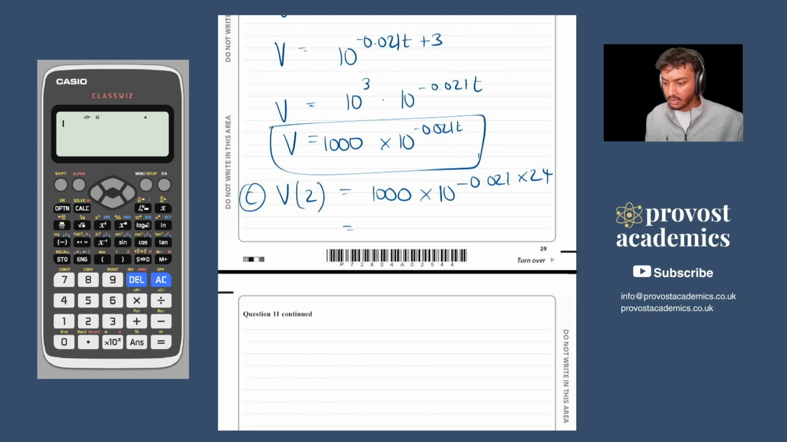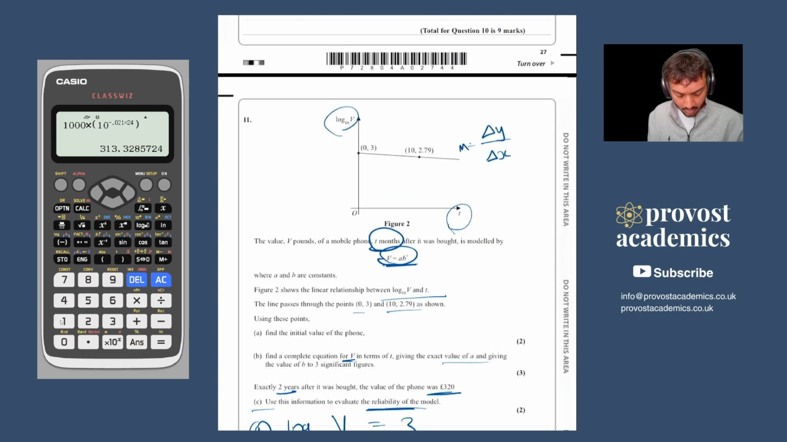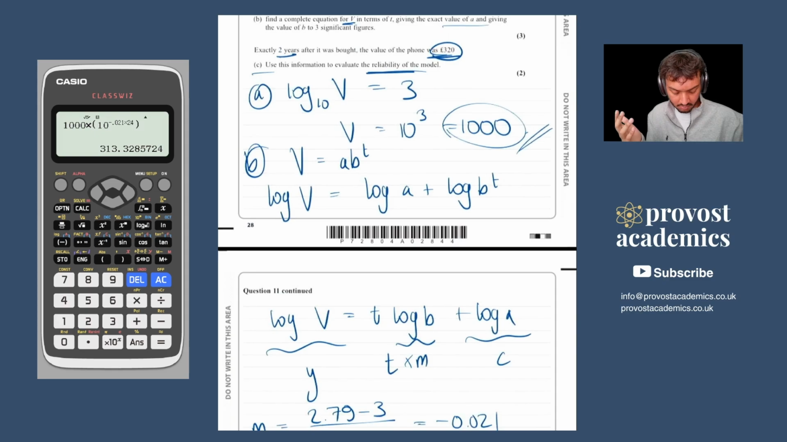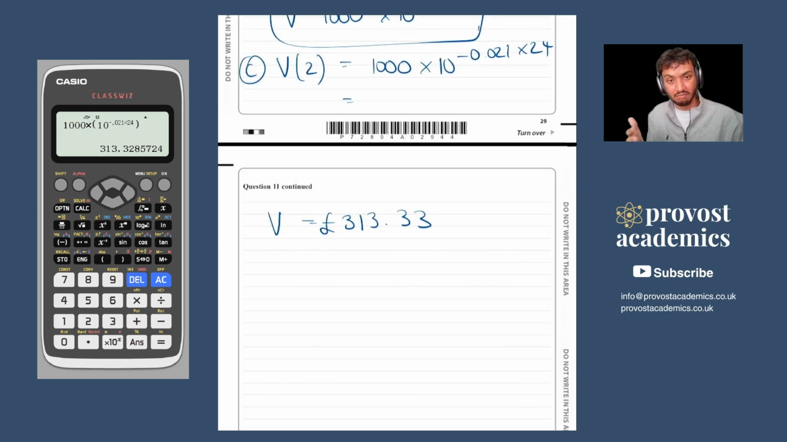So let's put all of this into our calculator. 1000 times, with brackets, 10 to the power of minus 0.021 times 24. Okay, that gives me a v value of around 313.33 pounds. Looking at what the value was, which was 320, I would say we're not far off, honestly, right? We're about 7 quid off. I think it's pretty reliable.